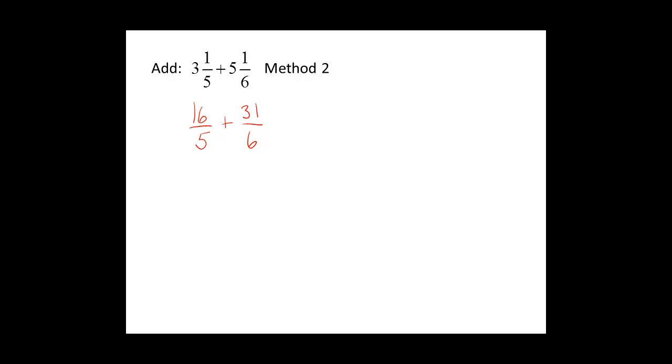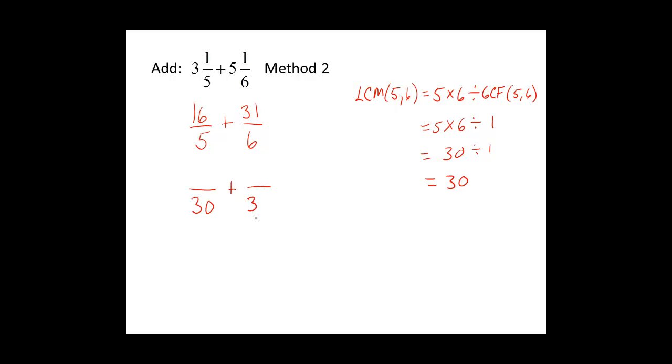We could also use the formula for the least common multiple of the denominators. You multiply the numbers together and divide by the greatest common factor of the two numbers. And the greatest common factor of 5 and 6 is 1. 1 is the only number that divides both of them. So when we multiply 5 times 6, we get 30, and then divide by 1, and we get 30. So our least common denominator is 30.